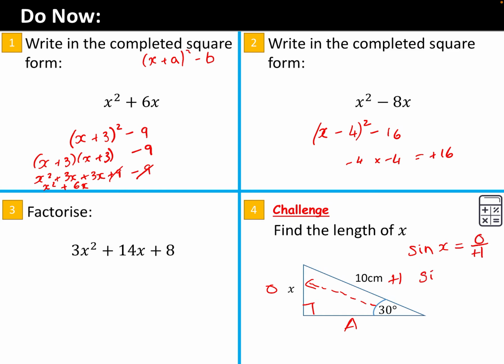Substituting in, I get sine of 30, because this x here, some of you may have seen it as theta, always represents the angle, and that is equal to the opposite, which is x, because I don't know what it is, over 10. Rearranging this, I get 10 sine 30 equals x, and using your calculator, or some of you may know what sine 30 is off the top of your heads, you will have found that x is equal to 5 centimetres.